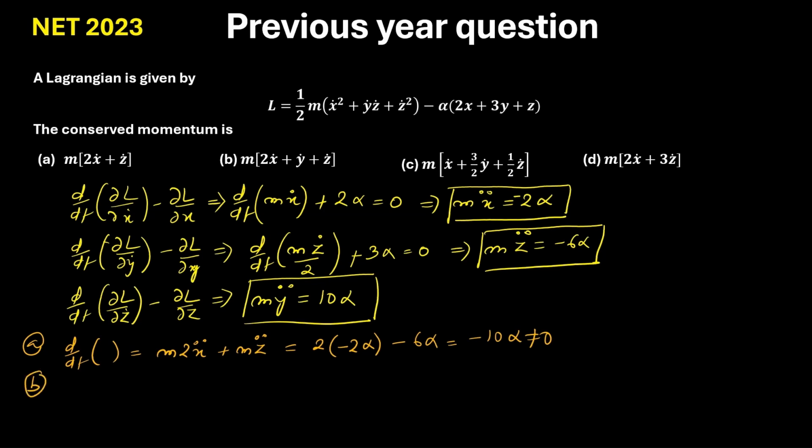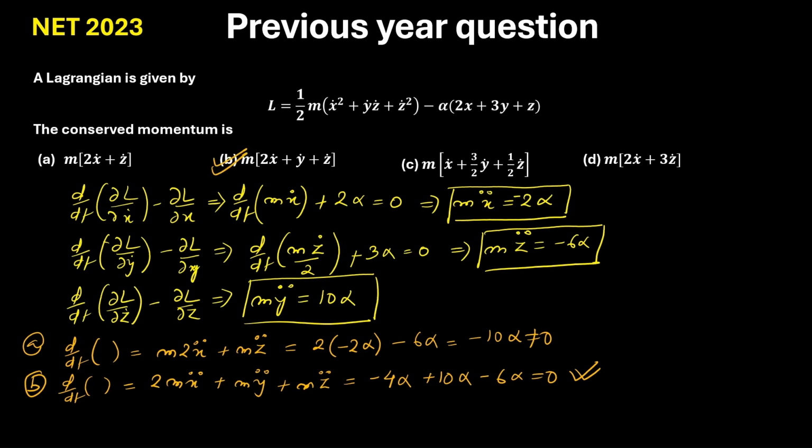Let's go for the second one. If I differentiate the second option, I have 2m x double dot plus m y double dot plus m z double dot. So it will be minus 4 alpha, then you have plus 10 alpha, and you have minus 6 alpha, which is equal to 0. So the second option, when we differentiate with respect to time, is 0. That means option B is a conserved momentum.